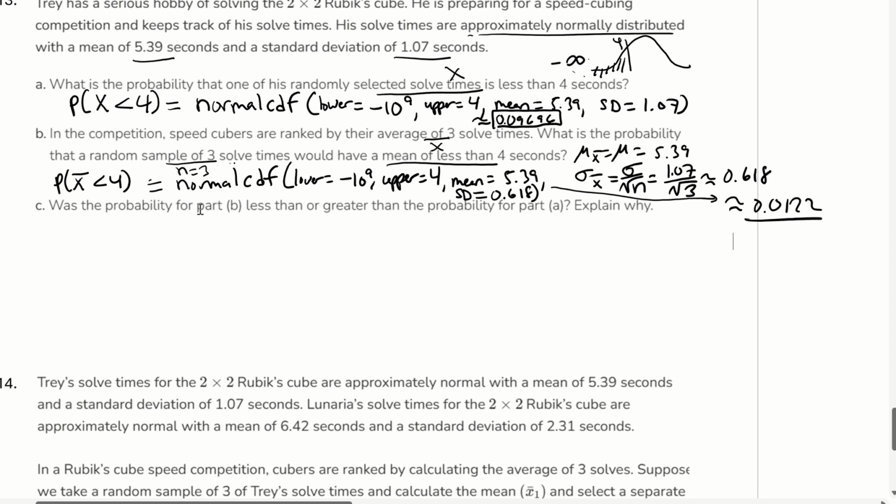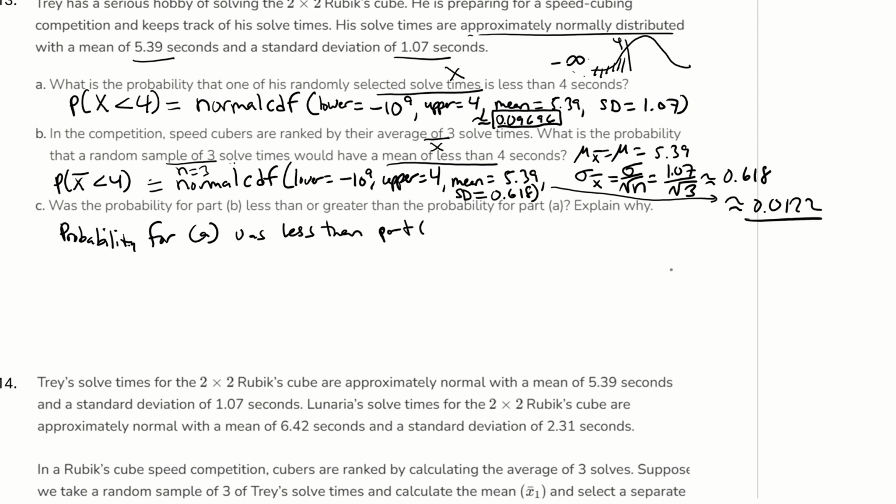Okay. All right, so let's do part C. Was the probability for part B less than or greater than the probability for part A? So obviously we can compare the answers, and we can say the probability for part A was less than part B.